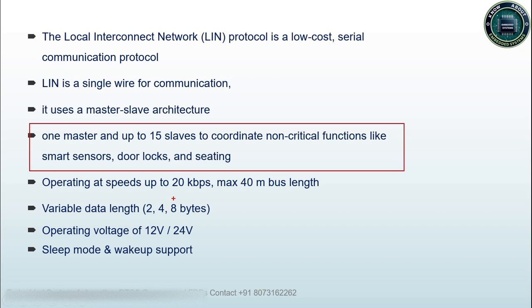Operating speed would be around 20 Kbps. It is very low compared to CAN and Ethernet, but still this is more than enough for our door controlling and window controlling applications. Maximum length is up to 40 meters. Data able to transmit 2, 4, and 8 bytes. Operating voltage 12 volts or 24 volts. Standard is 12 volts, and also it will support a sleep mode and wake up mode. So these are all very important features of your LIN protocol.